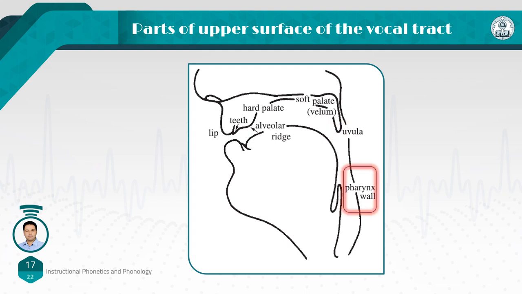And the part of the vocal tract between the uvula and the larynx is the pharynx. The back wall of the pharynx may be considered one of the articulators on the upper surface of the vocal tract. So these are all parts of the upper surface of the vocal tract.